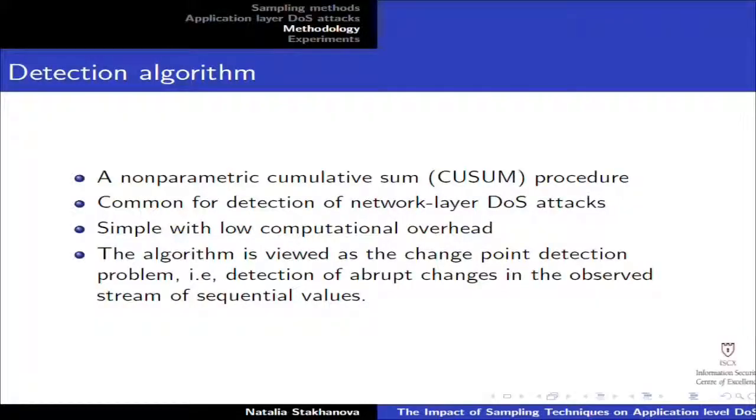So for the detection side, we decided to use a QSOM algorithm. The QSOM algorithm is very common for detection of denial of service on the network level. It's very simple. It doesn't have a lot of overhead. So it's a pretty good algorithm for this type of detection. What we did is we basically moved it to the application level and tried to see what the result would be.